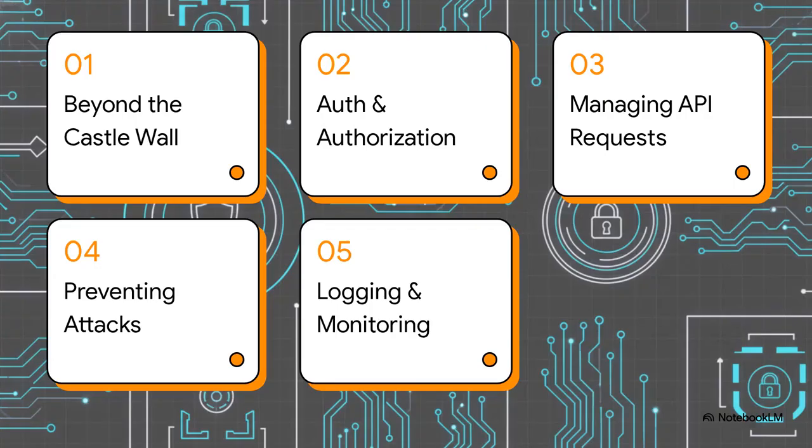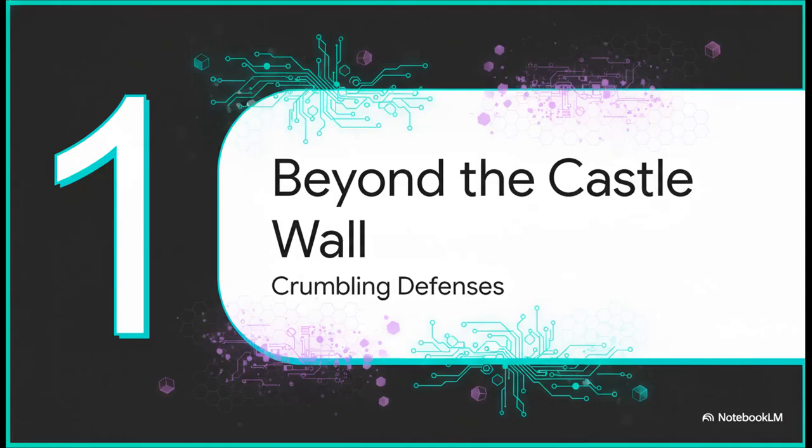We're going to cover 5 key areas. First, we'll talk about why we have to move beyond the castle wall. Then we'll get into the real nuts and bolts: authentication and authorization, managing API requests, stopping common attacks, and finally, the watchtower, logging and monitoring. Okay, let's kick things off with our first section, beyond the castle wall.